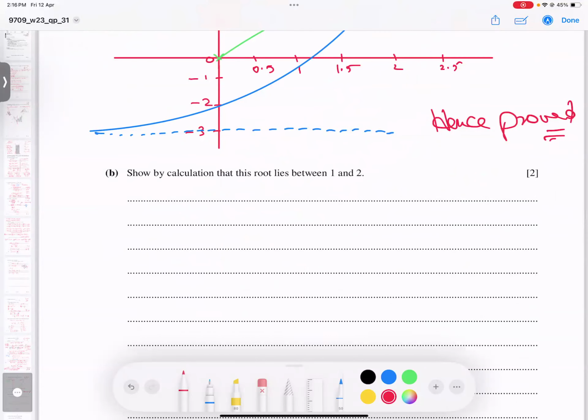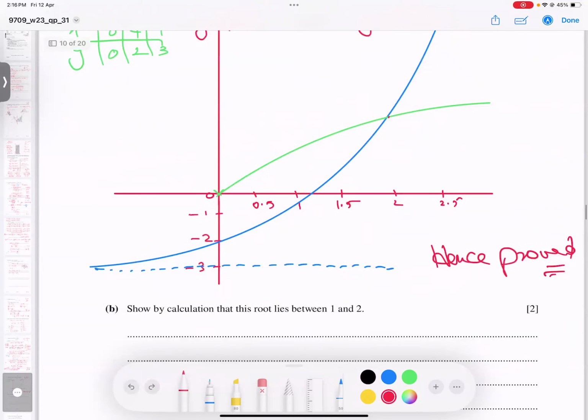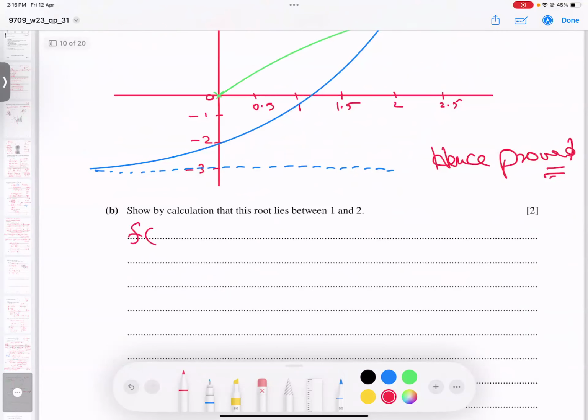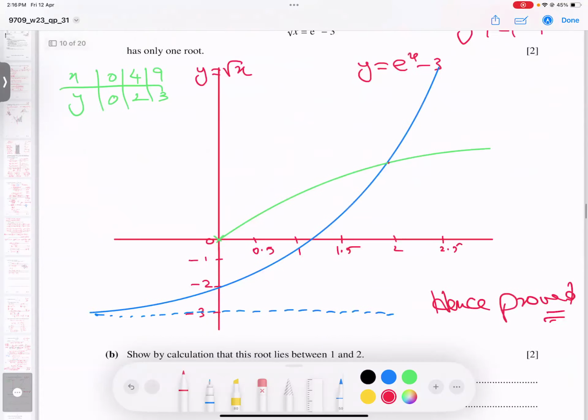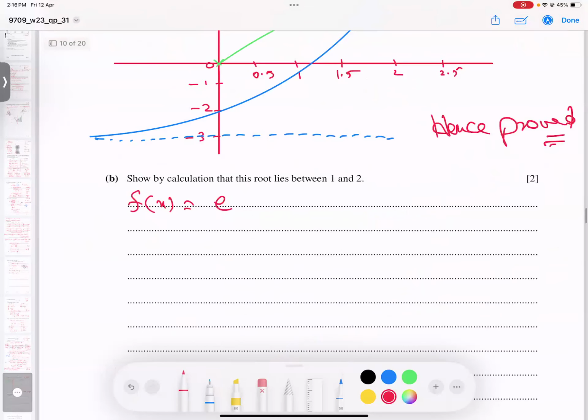Showing by calculation that the root lies between 1 and 2. We have two techniques: either bring the right side to the left side, or work with the left and right sides separately. It is our wish. I give this equation a name, f(x). So I bring root x to the other side: e^x - 3 - √x. Students, I can do it both ways, no problem at all.